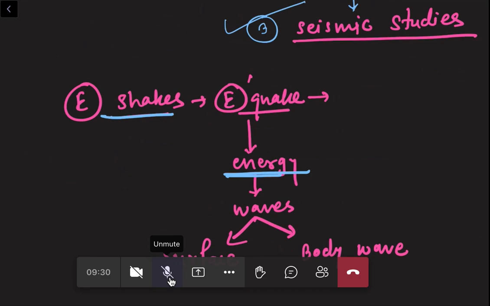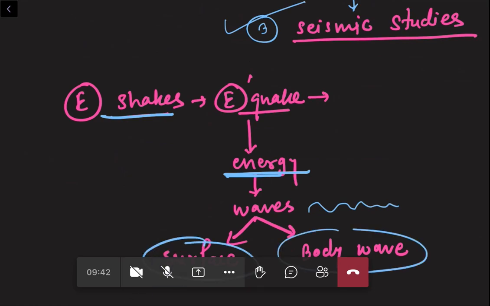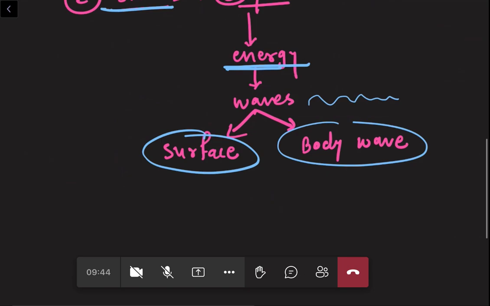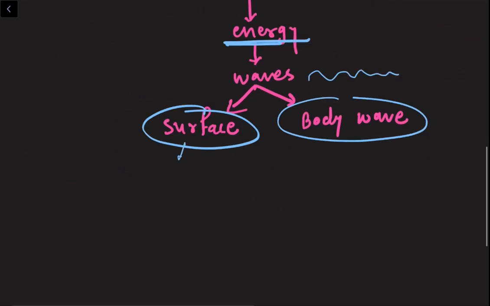So whenever the earth shakes, earth releases its energy. This release of energy is in the form of waves. These waves can be of surface type or body waves. Surface waves are called S waves. Now these are different waves. We are not going to see surface waves at this moment. We are more interested in the body waves.